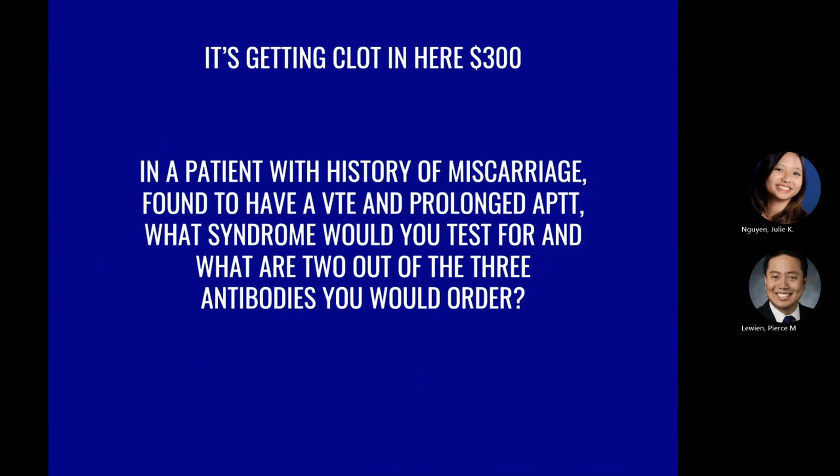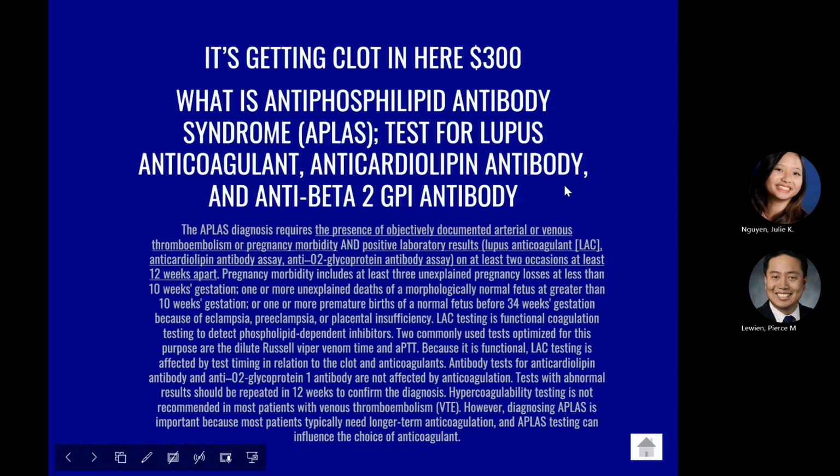And then anticardiolipin. Beta-2. Mm-hmm. I guess that's the question, two out of three. Remember, it's beta-2 glycoprotein 1. I've seen a lot of people order the tumor marker for myeloma, which is beta-2 microglobulin. That is not the correct one, so you can't just say beta-2. Beta-2 glycoprotein 1. Yes, it's basically lupus anticoagulant, anticardiolipin antibody, and anti-beta-2 glycoprotein 1.